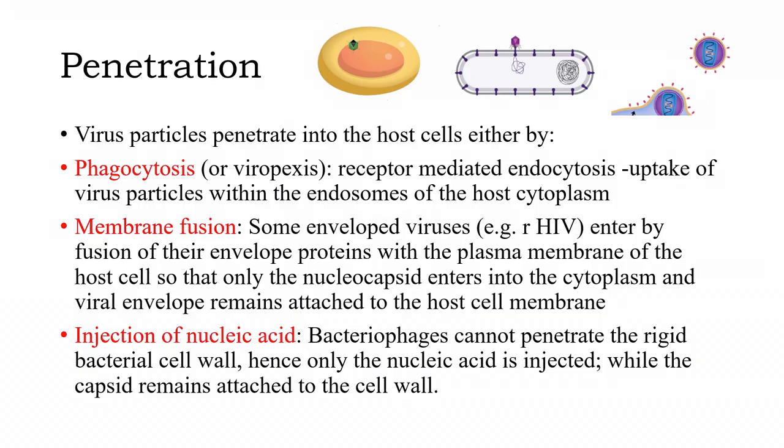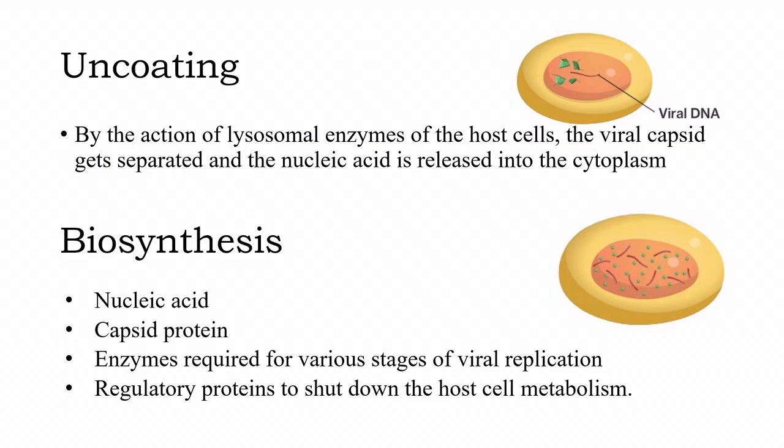The next step is uncoating, where the host cells have lysosomal enzymes which split the virus into different components. This is followed by the process of biosynthesis. So in biosynthesis, what happens? There's synthesis of nucleic acid, capsid protein, enzymes required for viral replication, and also those enzymes which stop the host cell metabolism and dictate the host cell to produce only viral components.